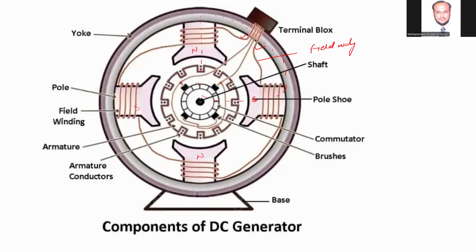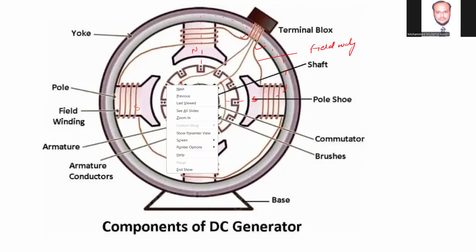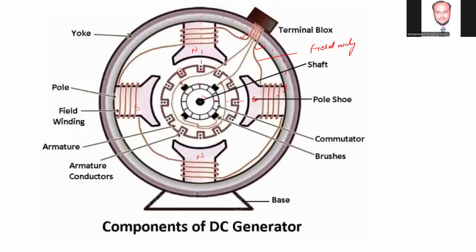Whatever EMF is induced in the armature is connected over these armature conductors. These are the armature conductors. They are connected to the commutator segments, and over the commutator segments, four brushes are placed. Four poles, four brushes. When the rotor rotates, the brushes are stationary. Only the commutator segment is going to rotate.